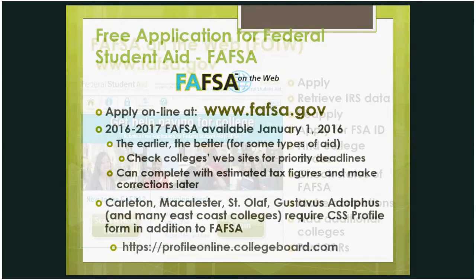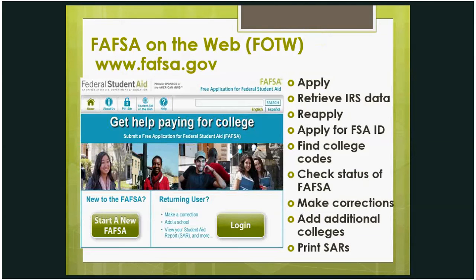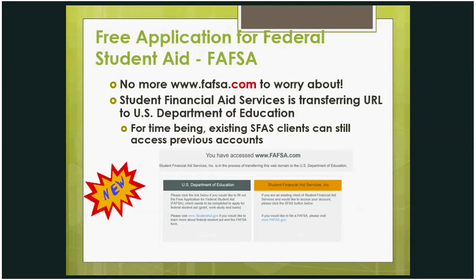There's the FAFSA site, FAFSA.gov, and students can do everything on this site. When you're helping a student do their first FAFSA, they will start a new FAFSA. Otherwise, if they've already done that, they can just log in and make a correction or anything like that. So it's all at that one page. I was really happy to find out we don't have to worry about FAFSA.com anymore.